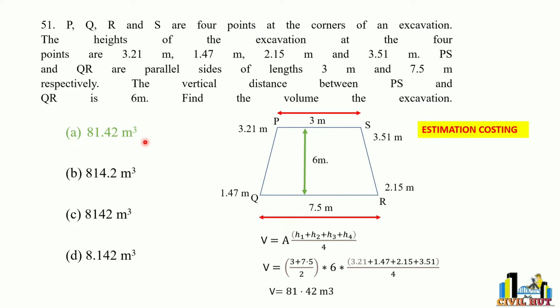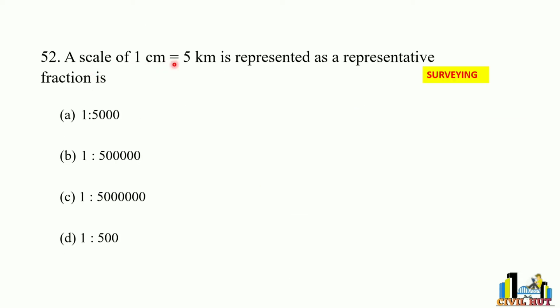Next question is: a scale of 1 centimeter equal to 5 kilometers is represented as a representative fraction is... 1 centimeter equal to 5 kilometers on the map. So the representative fraction RF is 1 centimeter equal to 5 kilometers.